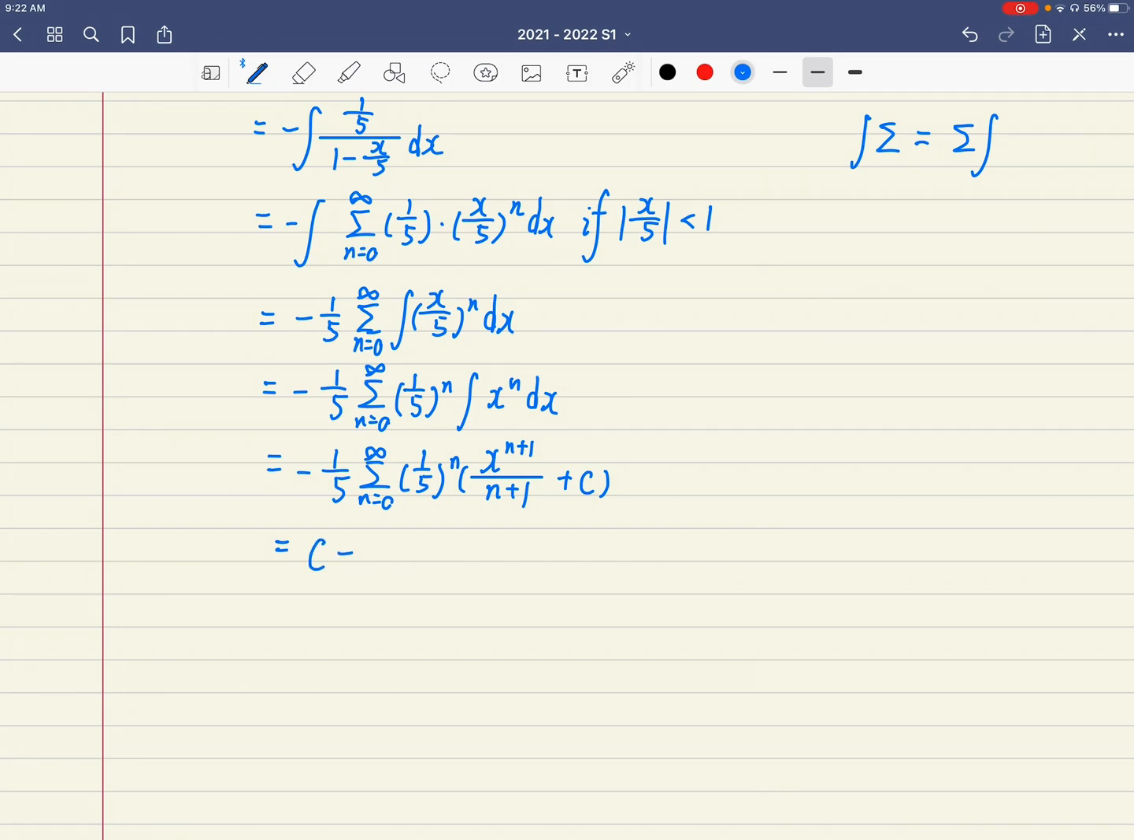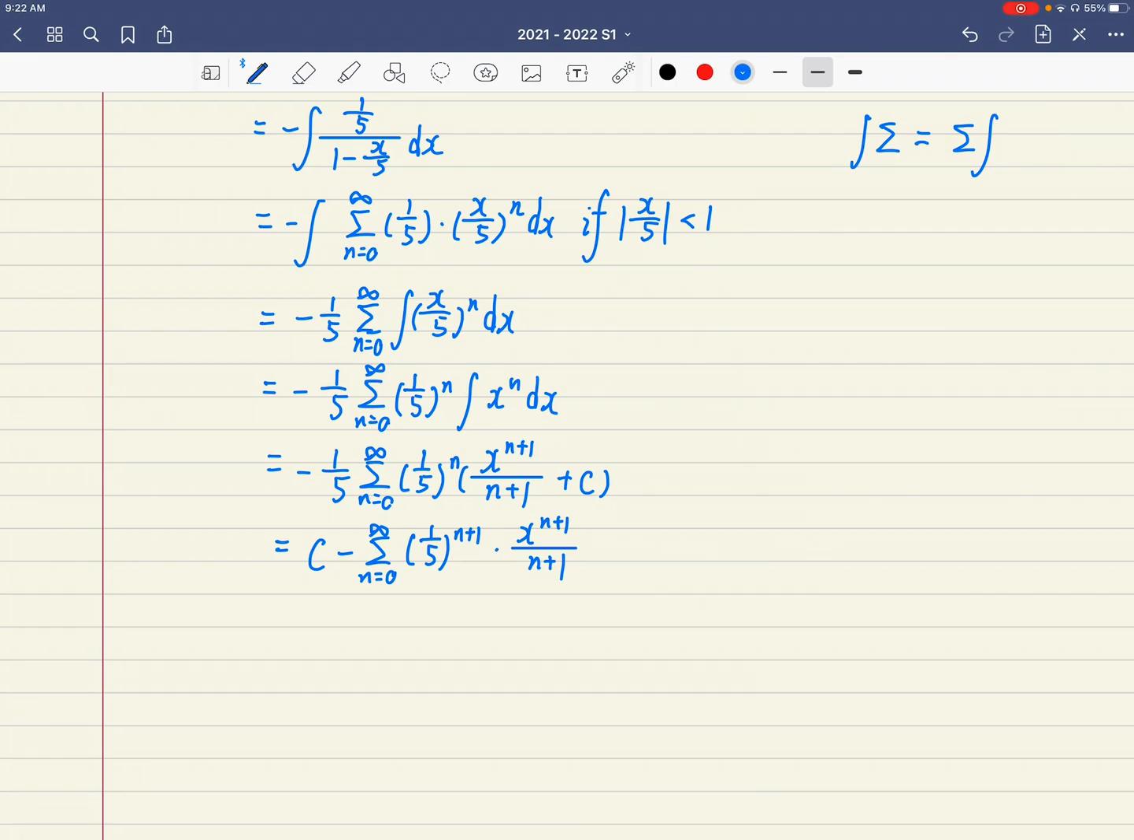Okay, minus, because here I have 1 over 5 to the power of n, to make it more succinct, I can just write it as 1 over 5 to the power of n plus 1. Okay, and then this is x to the power of n plus 1 over n plus 1. So you can stop here, right? In the answer sheet, it has a last step, re-indexing. You don't have to do that, okay?